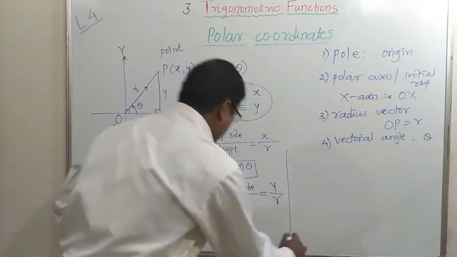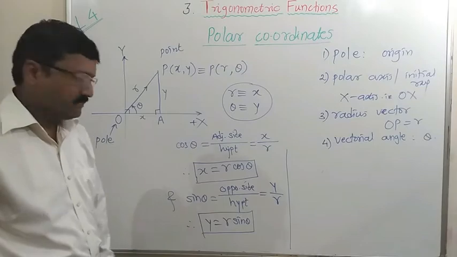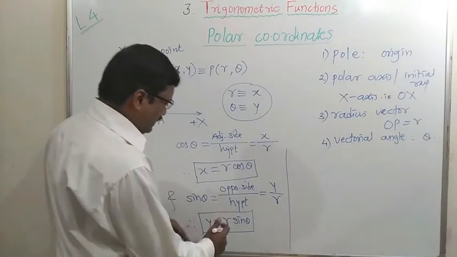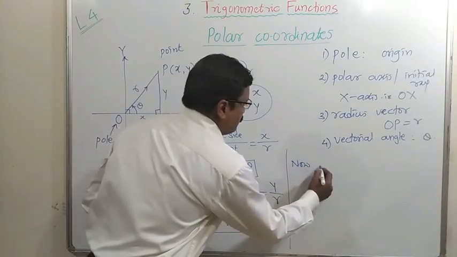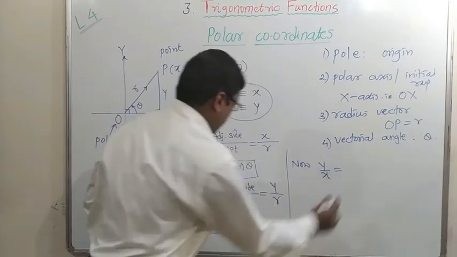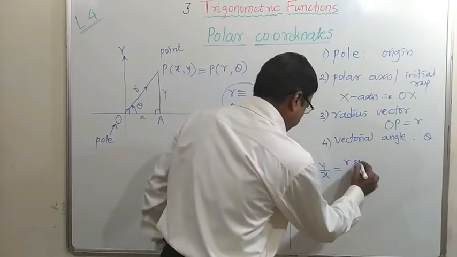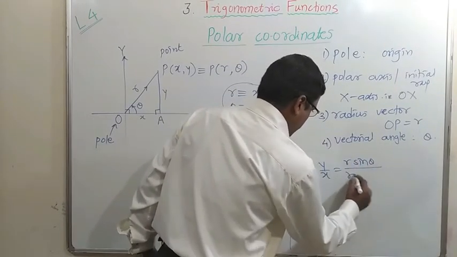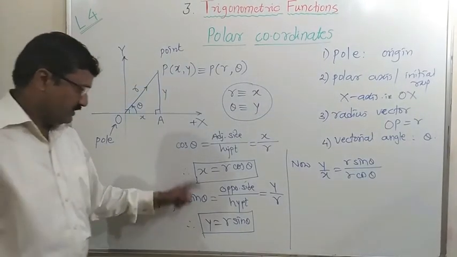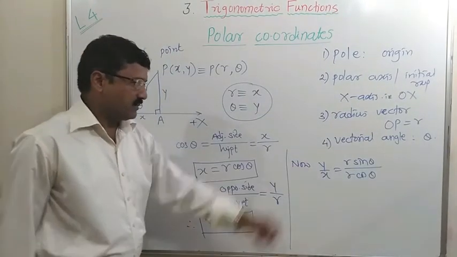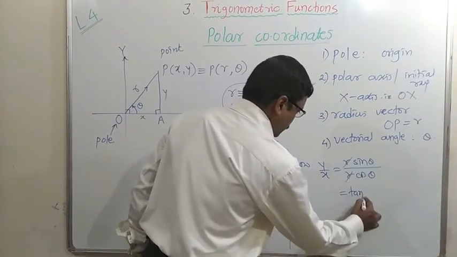For that, what we have to do? Just take the division so that r will get cancelled here. So x upon y, or we can take y upon x. If you take y upon x, then it will be r sin theta upon r cos theta. Is it okay? Y upon x is equal to r sin theta upon r cos theta. Here r will cancel and remains only tan theta.